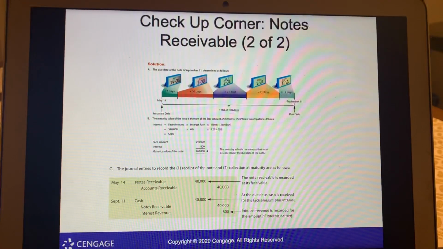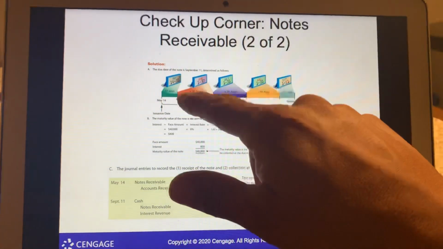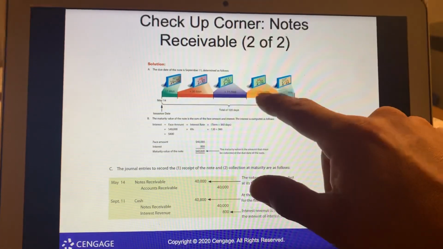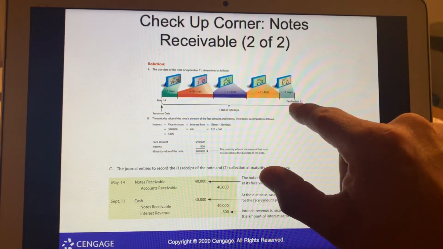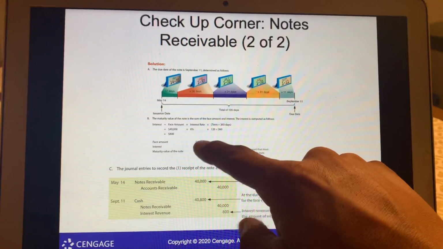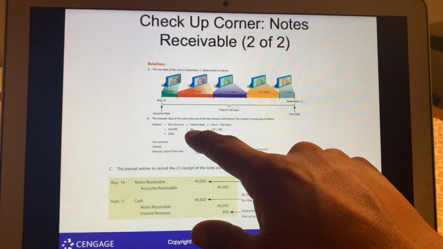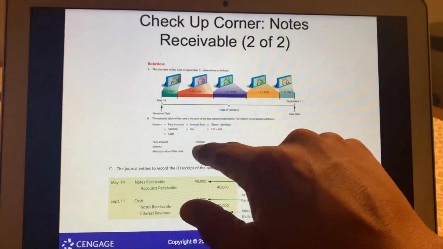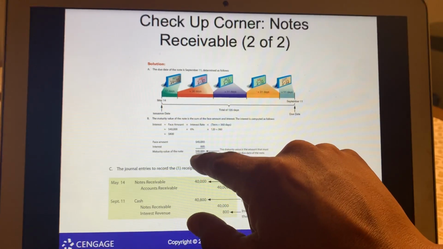So here's what happens. First thing we're going to do is calculate the due date. From March 14: 17 days plus 30 plus 31 plus 31 plus 11 days. So now we're at the due date of September 11. Okay, so we're going to go $40,000 times 6% times 120 divided by 360. So our interest is going to be $800. So our maturity value when the note is done is $40,800.